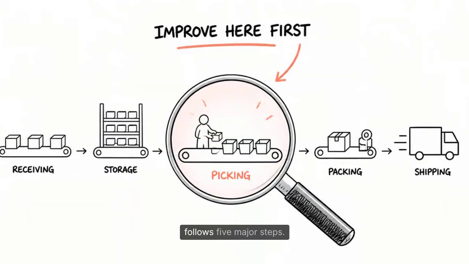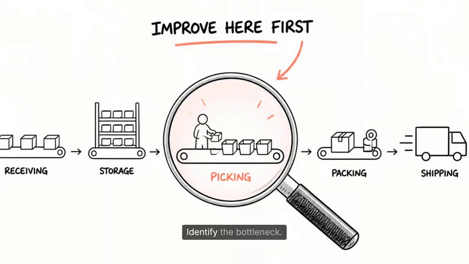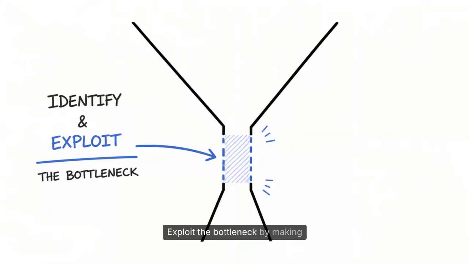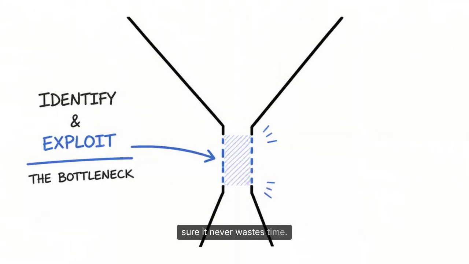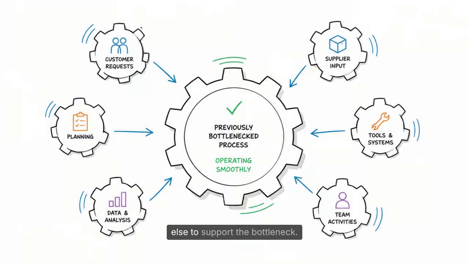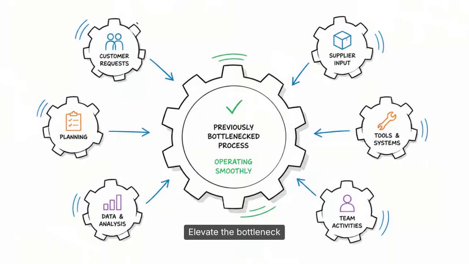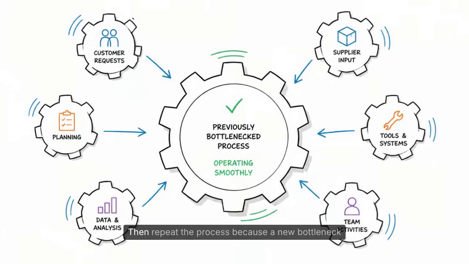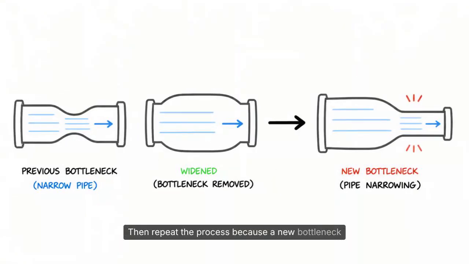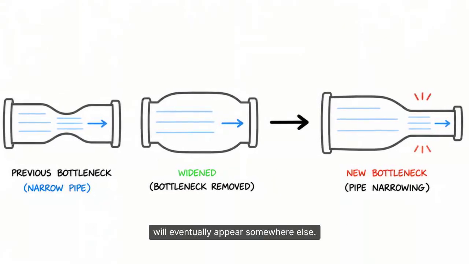The theory of constraints follows 5 major steps. Identify the bottleneck. Exploit the bottleneck by making sure it never wastes time. Subordinate everything else to support the bottleneck. Elevate the bottleneck by increasing its capacity. Then, repeat the process because a new bottleneck will eventually appear somewhere else.